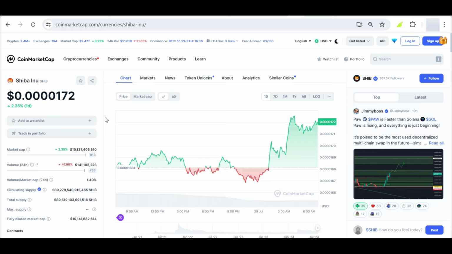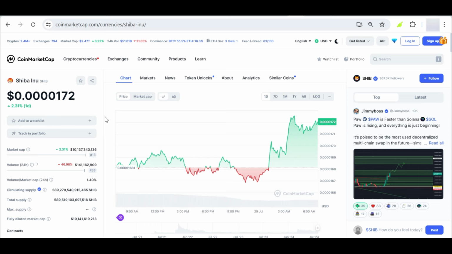A vibrant and active community can significantly contribute to the success and longevity of a cryptocurrency project. The Shiba Inu community, often referred to as the Shiba Army, has been instrumental in promoting the cryptocurrency, creating a sense of camaraderie and shared purpose among its members. This community-driven approach helps maintain interest and engagement, which can be particularly valuable in a market where sentiment plays a crucial role. That's all for today's in-depth update on Shiba Inu.